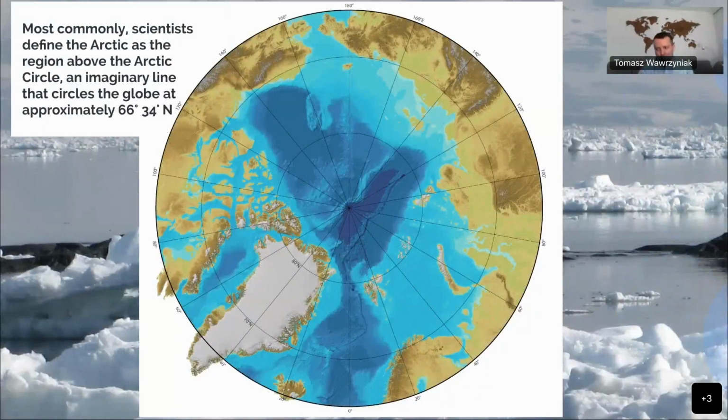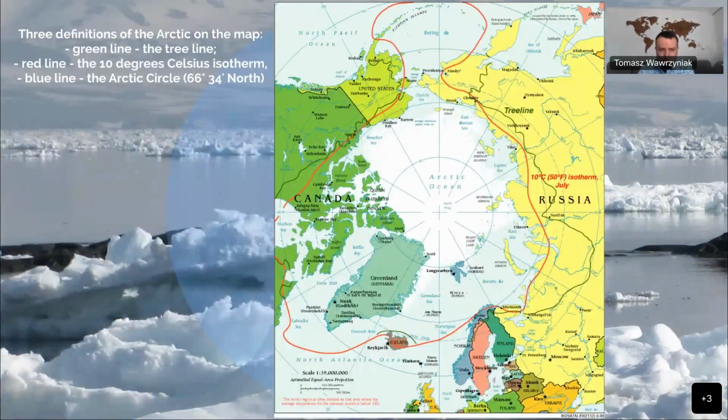There are few definitions of the Arctic. The most common one is defined by the latitude 66 degrees north, that is visible here. But such a definition would cut out the southern part of Greenland, parts also of Iceland, and also Arctic Canada. So there are also different definitions of the Arctic.